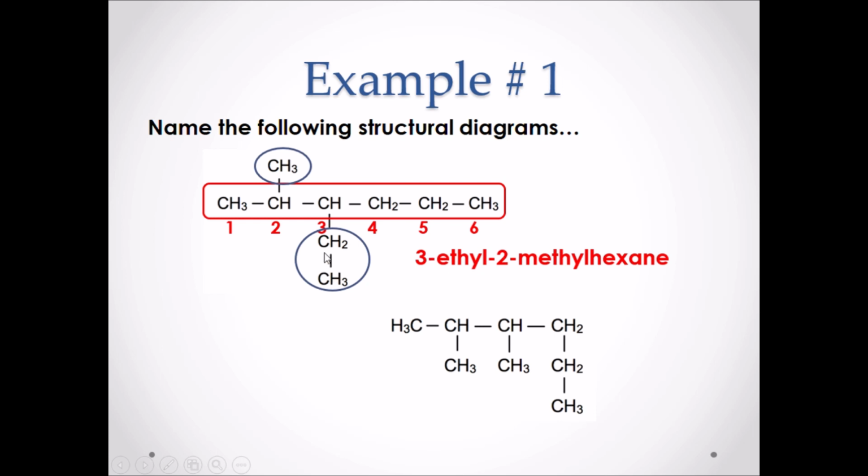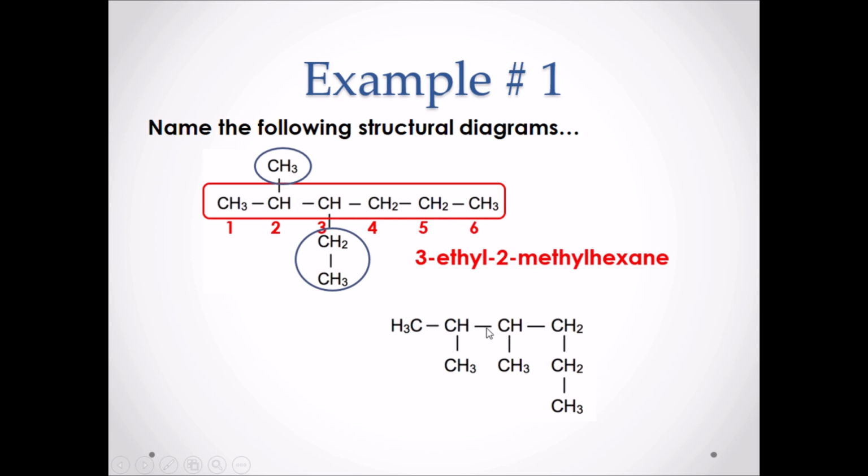3-ethyl because there's a 2 carbon branch coming off the 3rd carbon in the chain. -2-methyl because there's a single carbon branch coming off the 2nd carbon in the chain. Hex because the longest carbon chain is 6, and an ANE ending because every bond is a single bond in the structure.